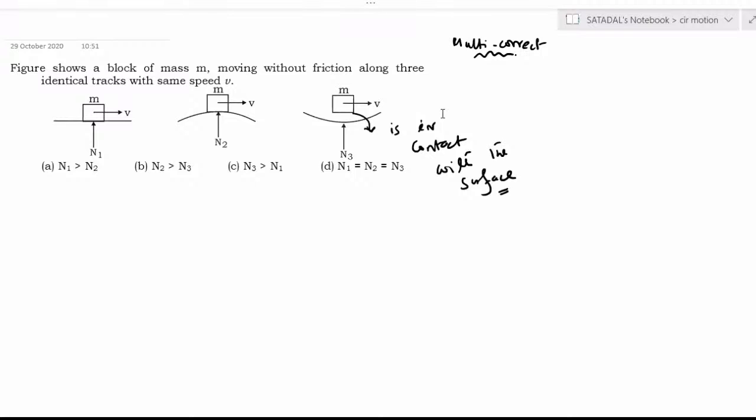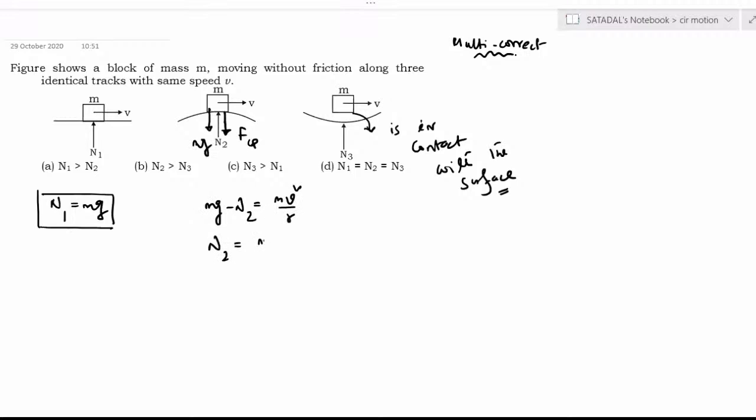Chalo, so let us analyze. See how to analyze this question. Okay, Sai. Very good. Excellent. So now in this case, it is a flat road, so N1 is equal to mg. There is no problem. Here in this case, the curvature is towards the downward direction, so this is the direction in which centripetal force will act. Downward force is mg, upward force is N2. So we'll write mg minus N2 is equal to m v square by r. So N2 will become mg minus m v square by r.